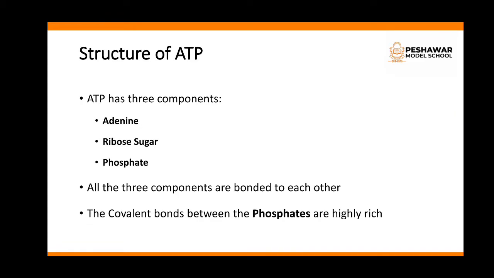Next we will study the structure of ATP. ATP has three components. The first one is adenine, then ribose sugar, and then phosphate. In general, ATP contains one adenine, one ribose, and three phosphate groups, and all these three components are bonded to each other by chemical bonds. The bond present between phosphate groups is a covalent bond, which is highly rich in energy.